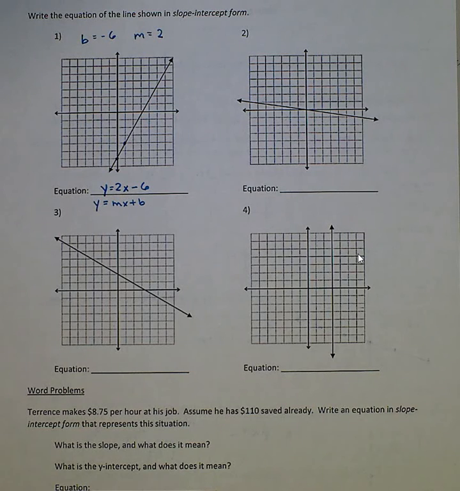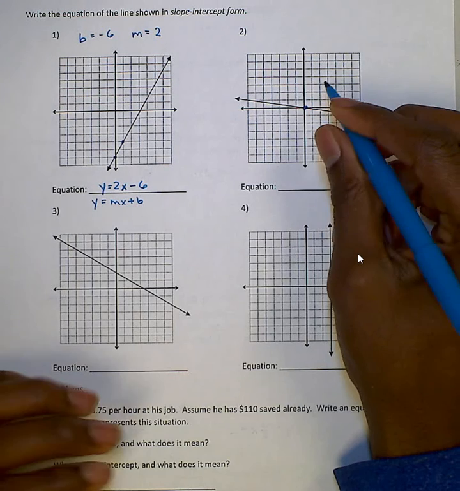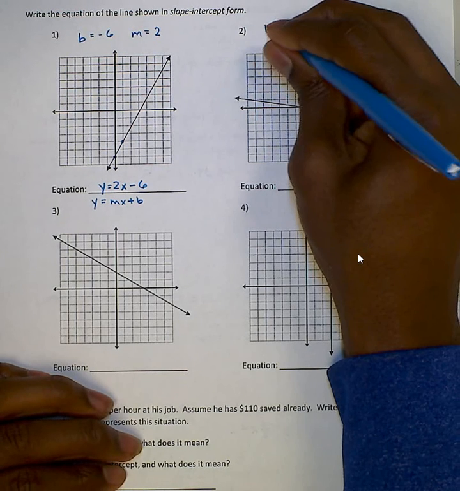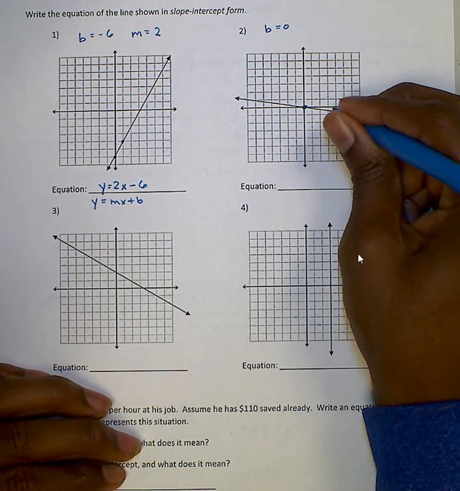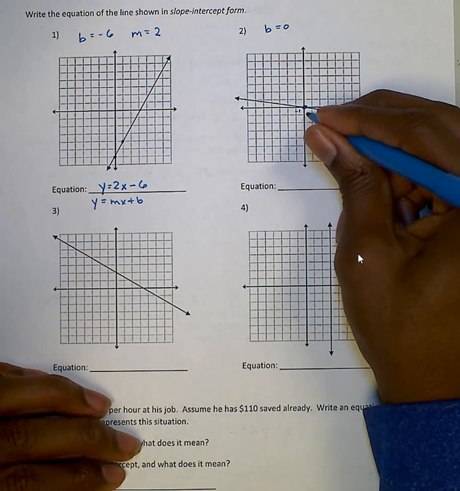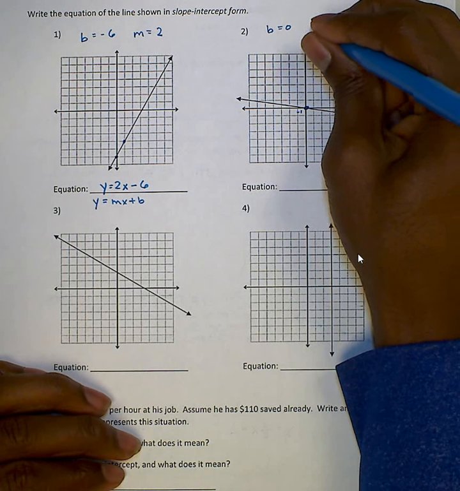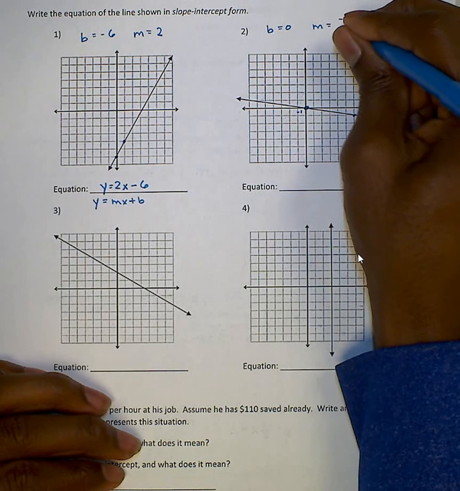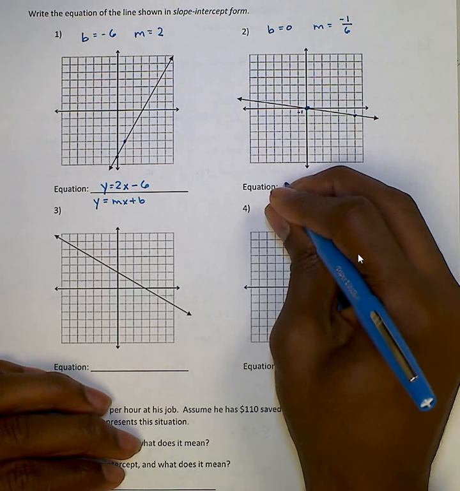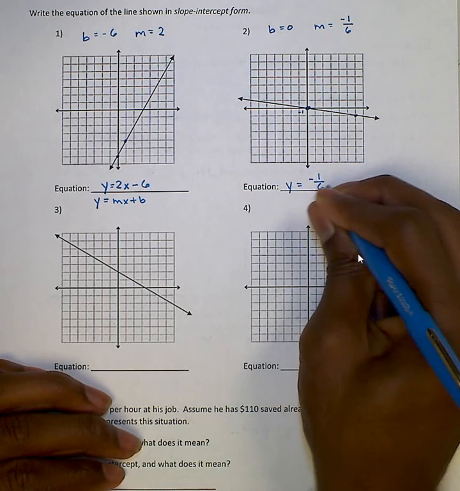Okay. Doing the same thing here. Y-intercept, I see it crosses that y-axis at 0. And then my next point that I see is right here, so it goes down 1, and then over 1, 2, 3, 4, 5, 6, and over 6. So down 1 is negative, to the right 6 is positive. And so now my equation I have y equals negative 1/6, because that's my slope, x.